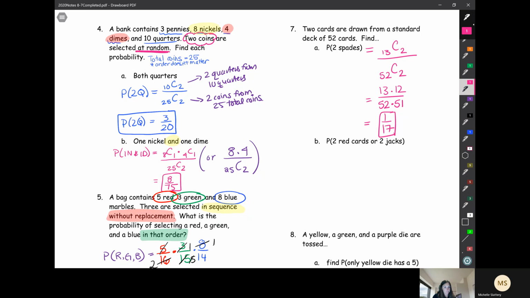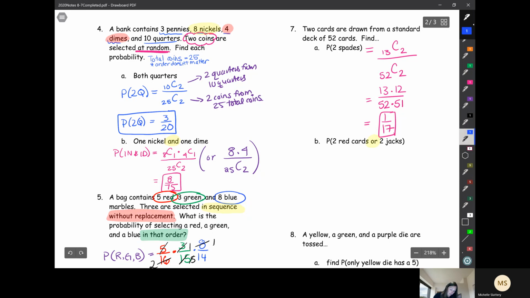All right. Then letter 7B, probability of 2 red cards or 2 jacks. So again, we want to think about, are these mutually exclusive because we have the word or.